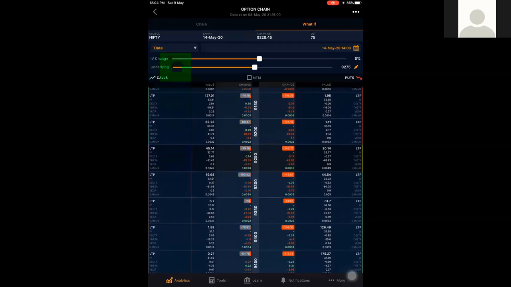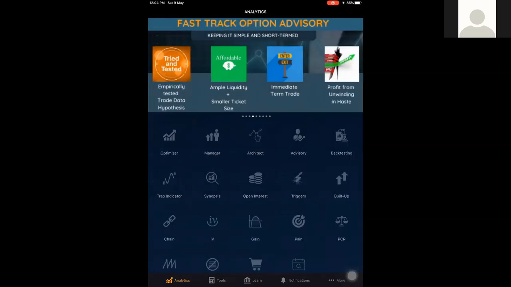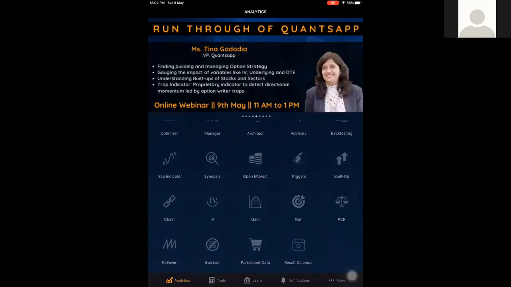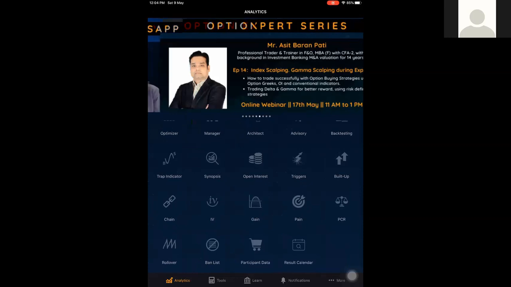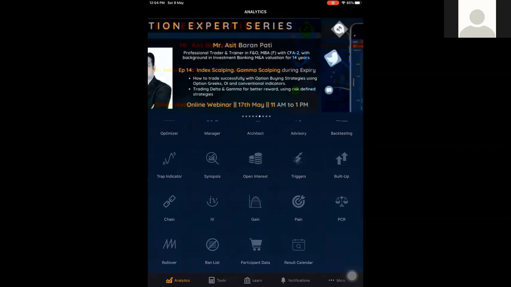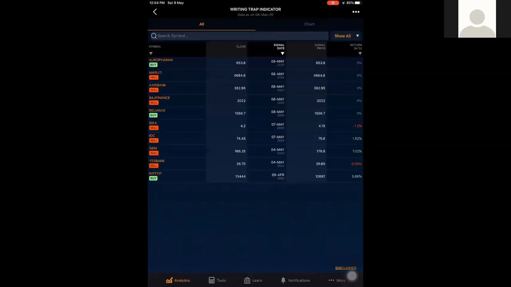Okay. So this was a trade identification. The one more thing we have here is the trap indicator. We have gone through the build-ups. We have gone through the open interest.